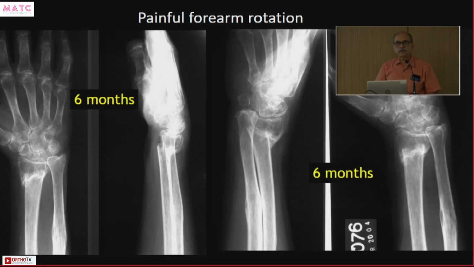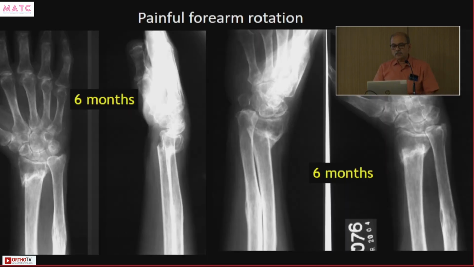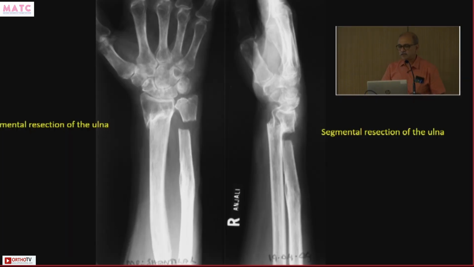But the patient had a painful forearm rotation, and he was an active gentleman, but he was not able to do any of the hand activities because his forearm rotation was very painful. So in these cases, the simplest thing is to do a segmental resection of the ulna. This gives excellent results. If you do it properly, save the soft tissues, just excise that bit of ulna, and you can see that the ulna aligns automatically with the radius without any effort. You don't have to do anything here.